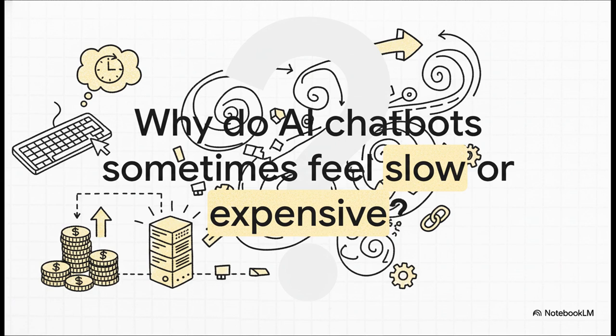A problem I am sure you felt. You know when you're using a chatbot and you ask it something and you just get that little pause, that loading icon? Or, hey, if you're a developer, you definitely know how eye-wateringly expensive it is to run these big models. So what gives? Why are they so slow and pricey? What's actually happening behind the scenes?